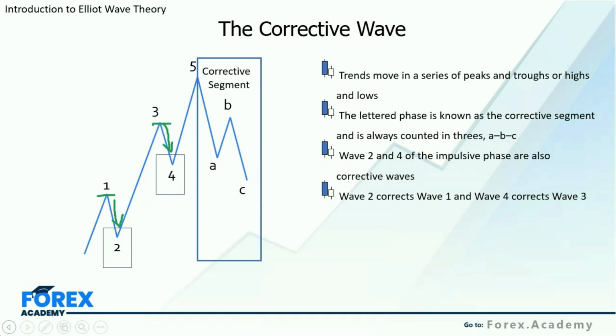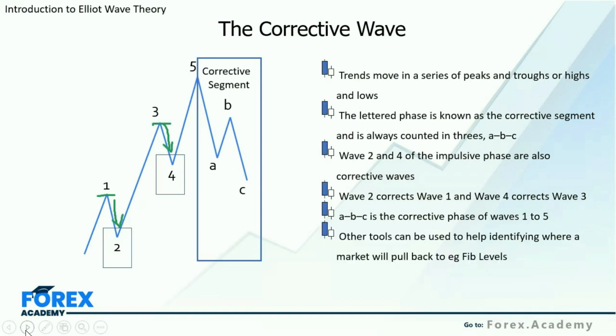So the correction always comes after the impulse, and ABC is the corrective phase of waves 1 to 5. So this is the corrective segment now. Wave 2 and 4 is the individual correction, and then once prices peak at 5, we then enter the corrective segment, creating an A, B, and C corrective wave in this example.